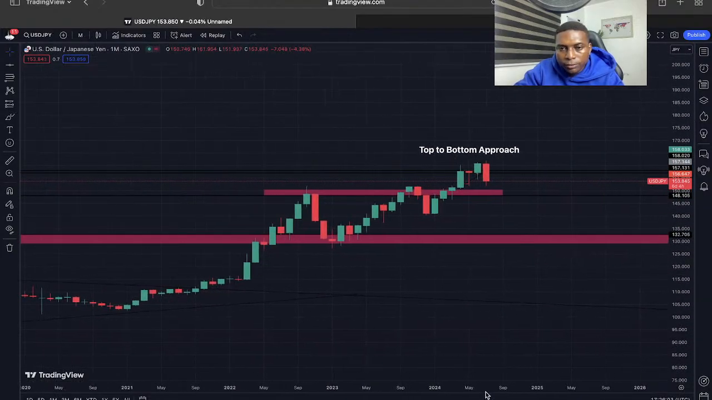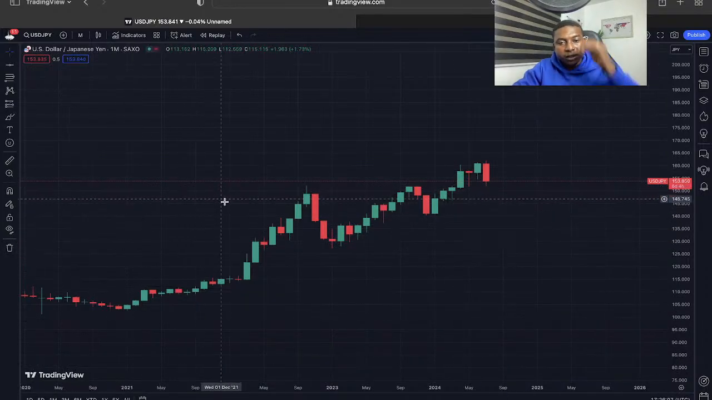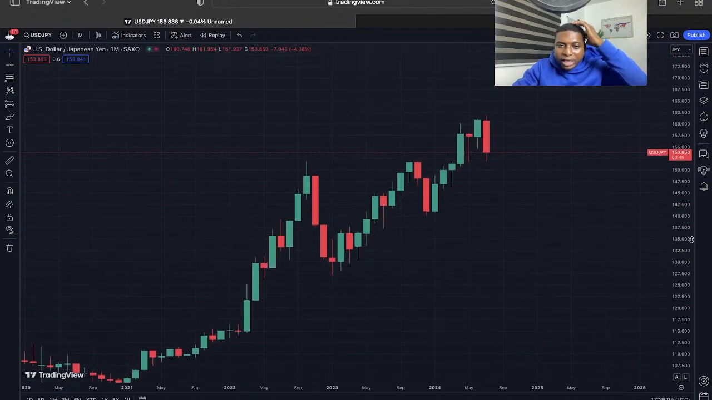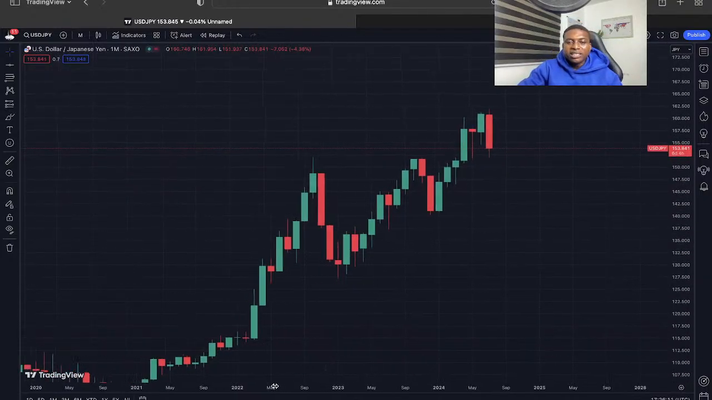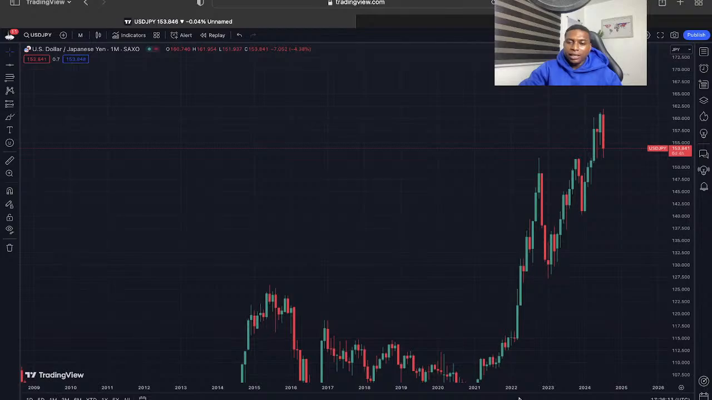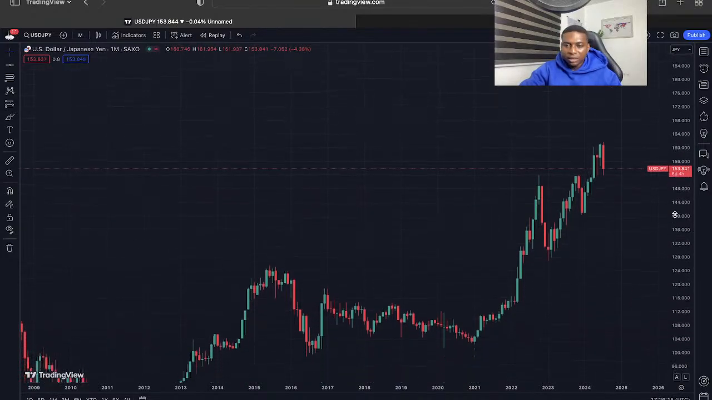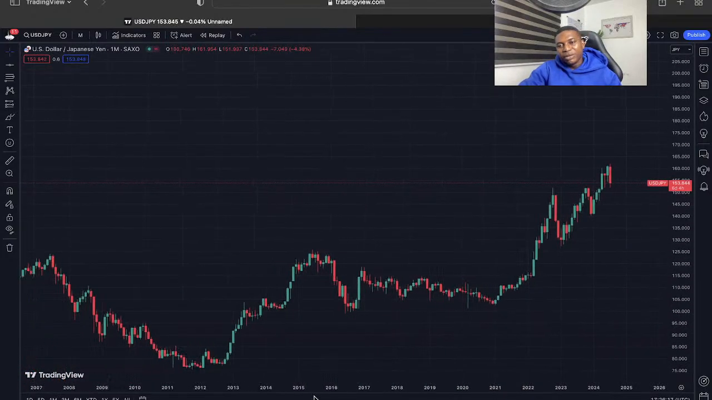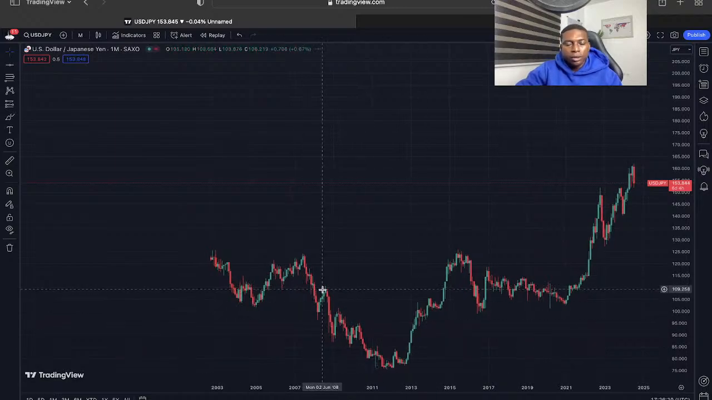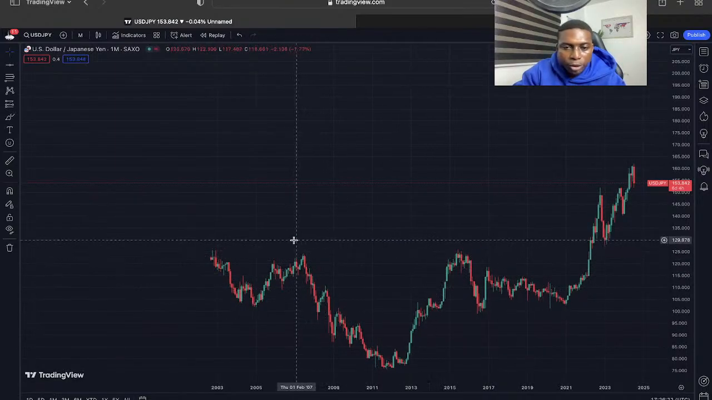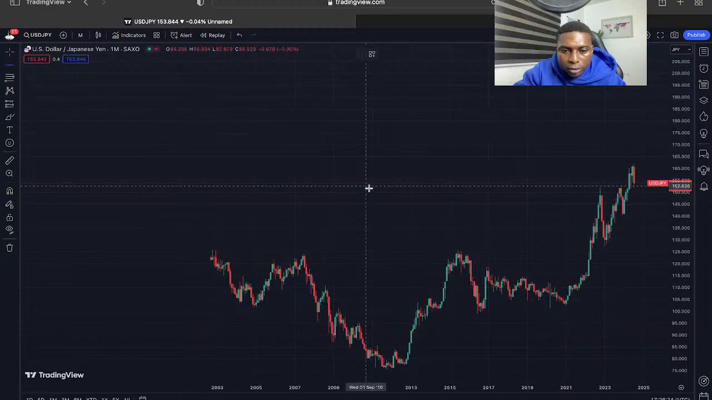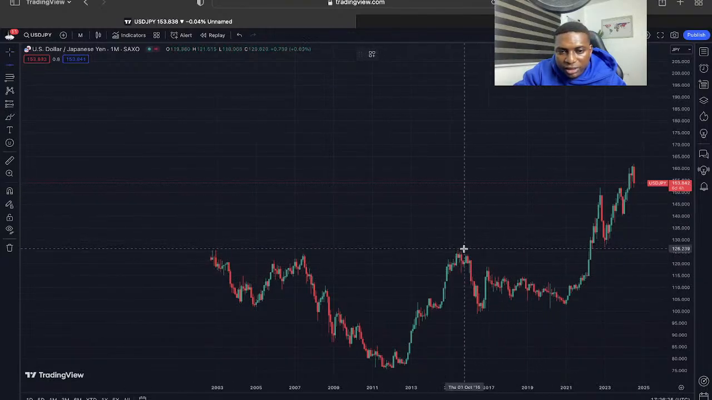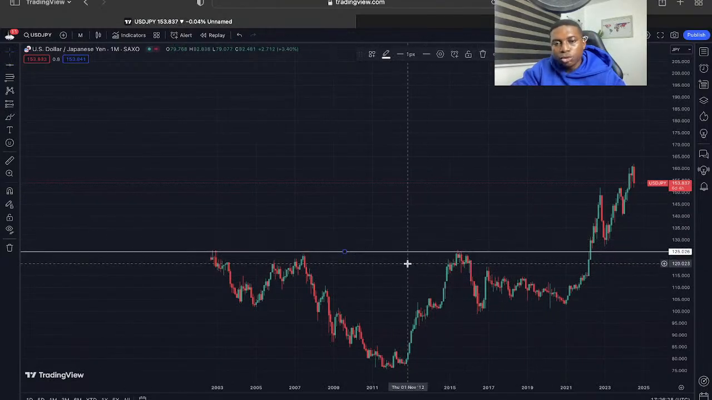Let me erase this previous analysis. So now looking at USDJPY, it made some fantastic move after breaking out from a support zone. So here is a major resistance zone for USDJPY.